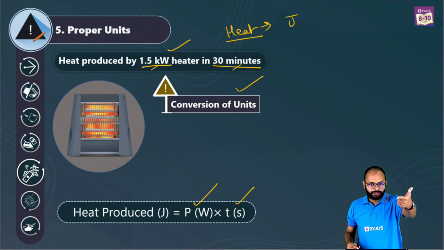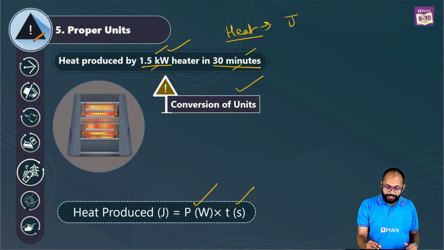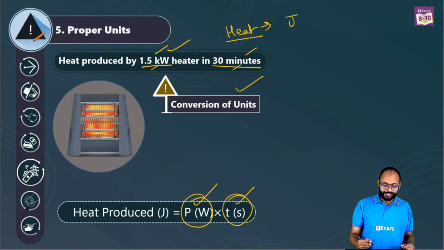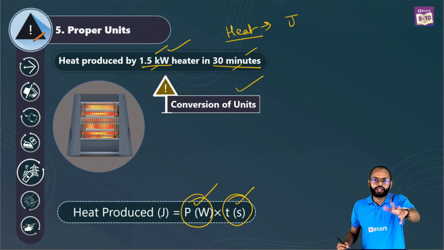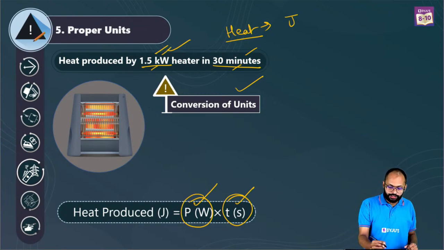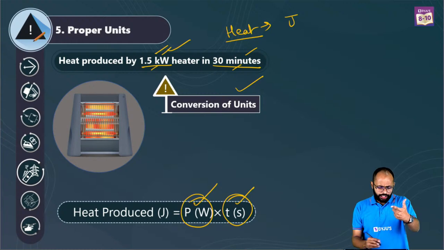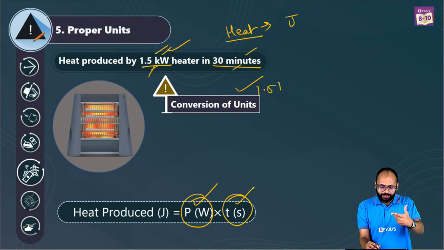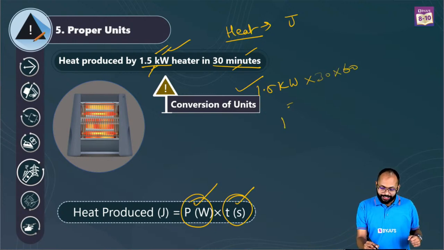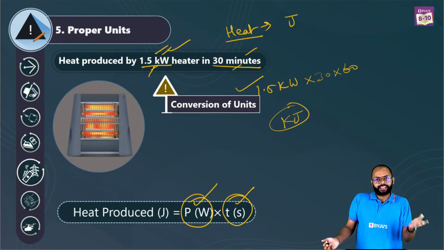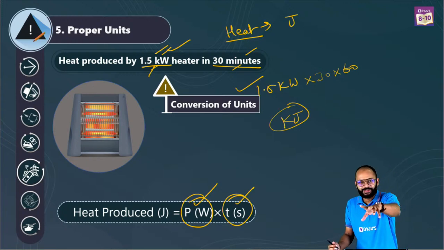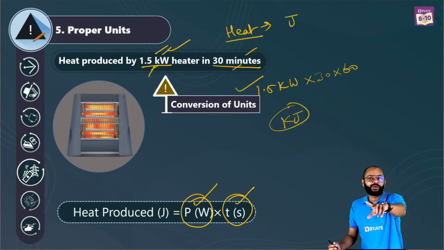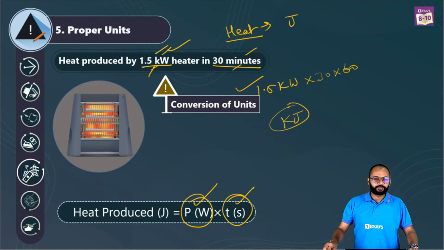Yes, you are right, Charvi. Both kilowatt and minutes, because power should be in watts and time should be in seconds. Then you will get the heat in joules. Otherwise, 1.5 kilowatt multiplied by 30 minutes, 30 into 60, you will get kilojoules. Kilowatt will still work, but time is important. It should be in seconds. Okay?